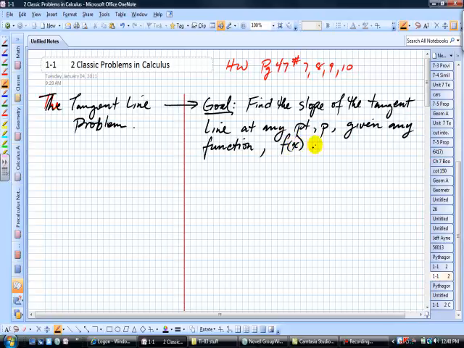I always just generalize my functions by calling them f of x. So once again, we want to find the slope of the tangent line at any point P given any function f of x. That's basically the tangent line problem, coming from the first branch of calculus, differential calculus. And we can't use calculus methods here because we don't know calculus yet. So what we need to do is solve this problem right now using only techniques we know from algebra and from the past.